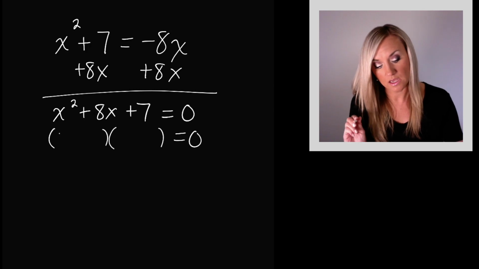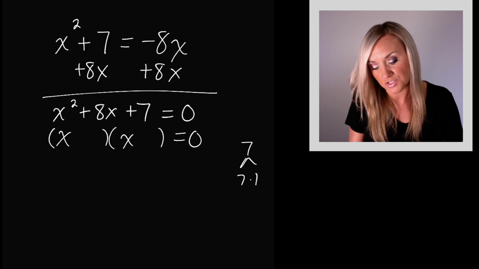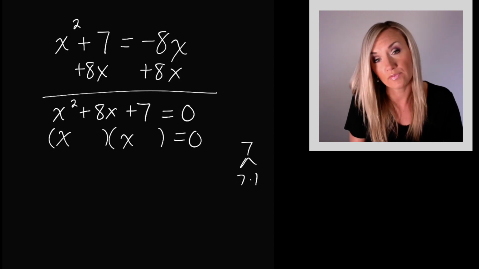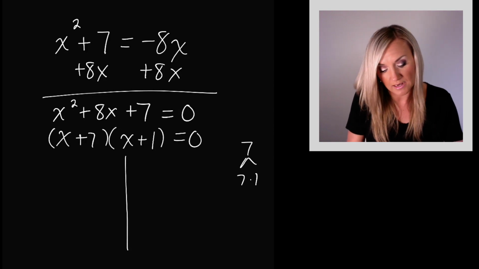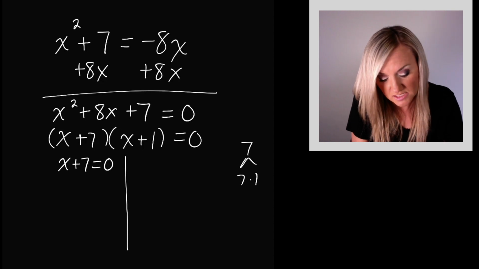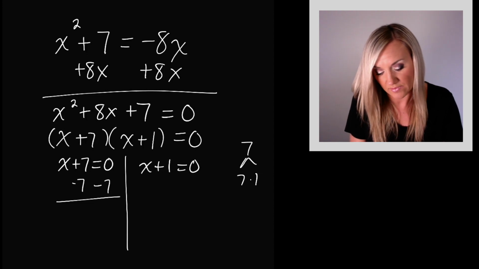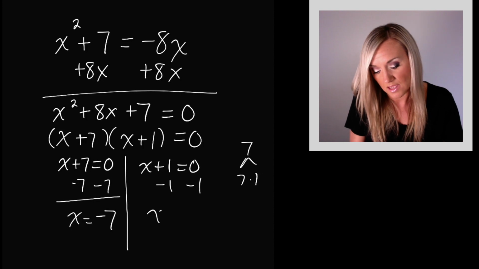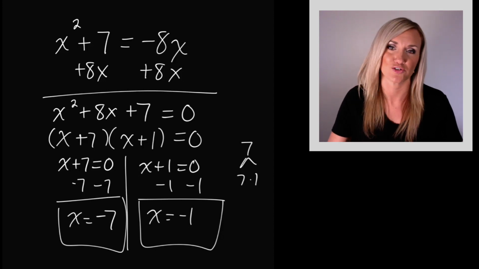All right, so I still know that x times x is x squared, and the factors of 7 are just 7 and 1, and they're both going to be positive. So plus 7 and plus 1, and now you can set up your two separate equations, x plus 7 equals 0 and x plus 1 equals 0. And then solving each equation separately, x is a negative 7 and x is a negative 1, and those are our two solutions to that quadratic equation.